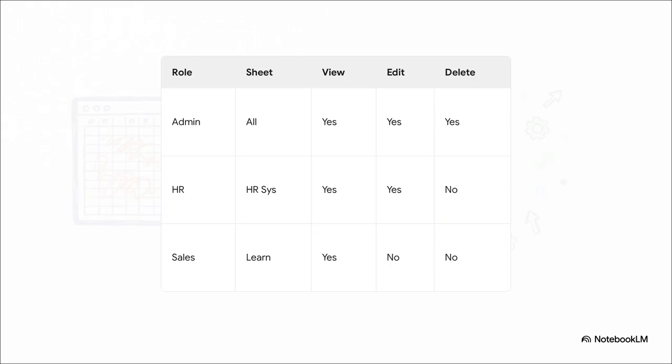For example, you might want to create a custom role for your sales team that only gives them view access to a specific learning sheet, completely hiding the sensitive HR system from them. Or you could let an HR manager view and edit employee data, but totally revoke their ability to delete records. It is 100% customizable to your exact business hierarchy.